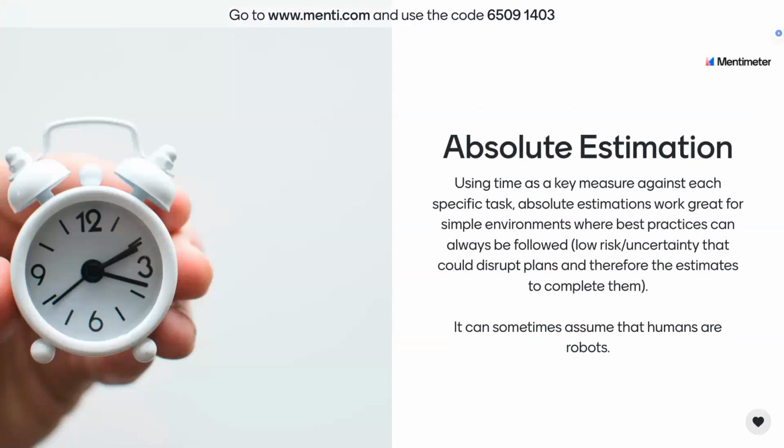It is referred to in a number of different ways. I guess one of the simplest ones that comes to mind is absolute estimation. And that's generally using time as a key measure for a particular task or set of tasks. And they generally work great for simple environments where we can follow best practice, where we know upfront what the problem is and how we're going to solve it. There are limited dependencies on others, or other potential risk factors that could alter those views. And therefore, estimating in time, if that is the environment, is the perfect way to do it.